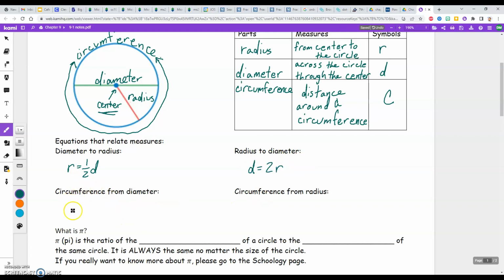A circumference, on the other hand, is pi times d.